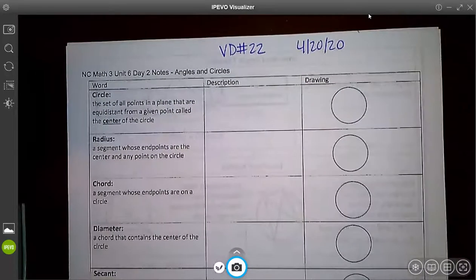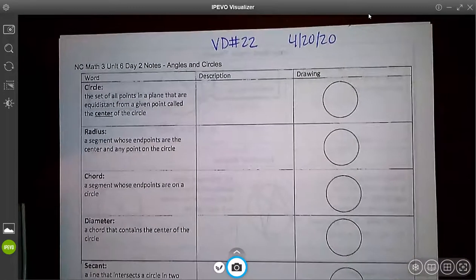Virtual day number 22, Math 3, Unit 6, Day 2, April 20th. Angles and circles. So this is technically day 1 because we're not doing day 2 because of the craziness. I'm cutting out what I can. So we're going to cut out day 1 and we're going to start with day 2 for this unit.